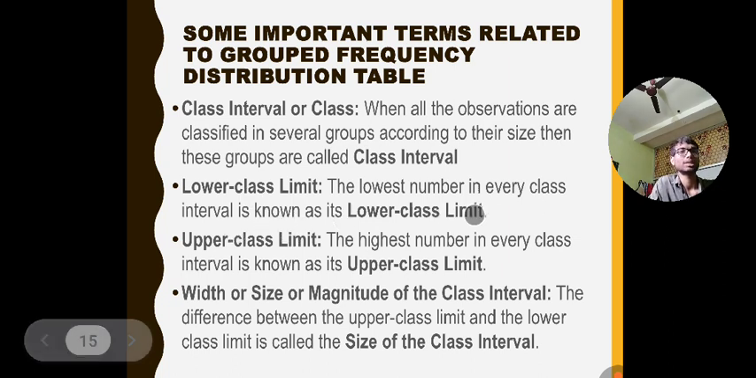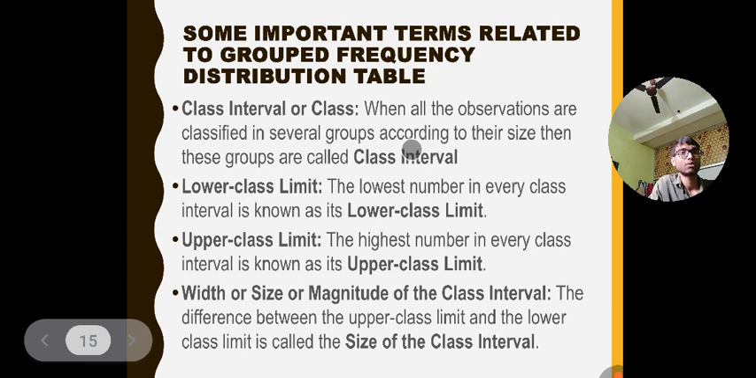The lowest number in every class interval is known as its lower class limit. The highest number is the upper class limit. The difference between the upper class limit and the lower class limit is called the width, or size, or magnitude of the class interval.